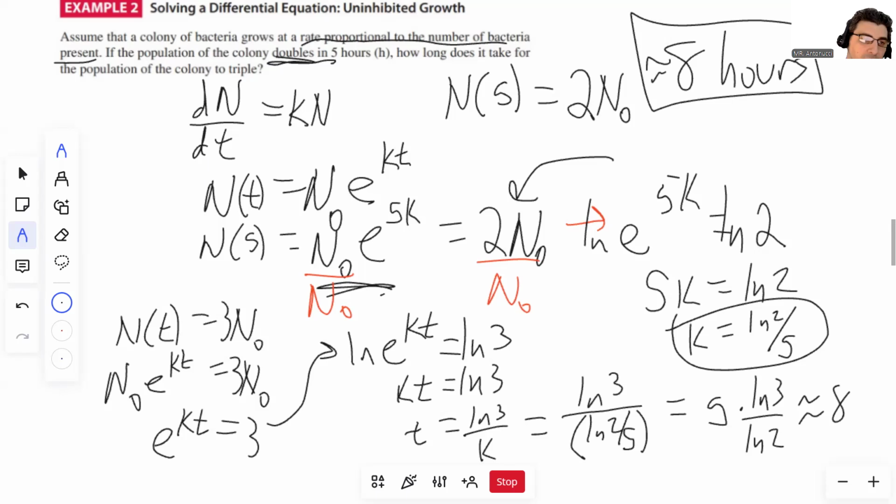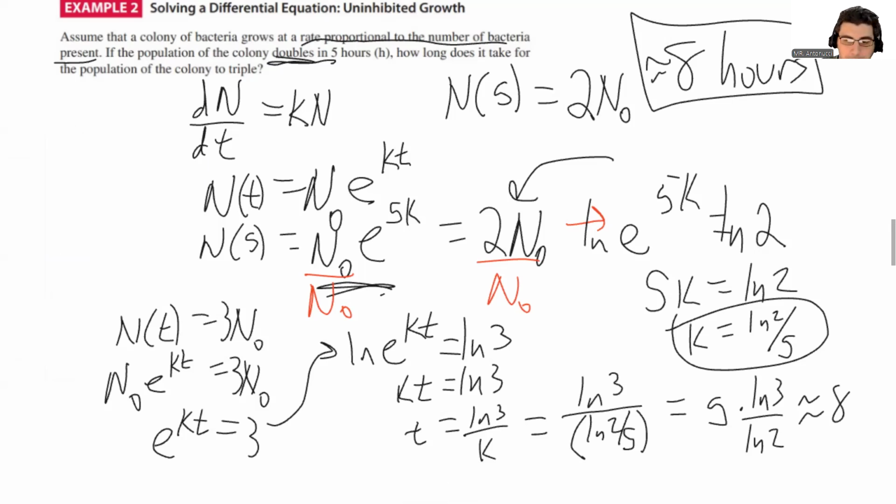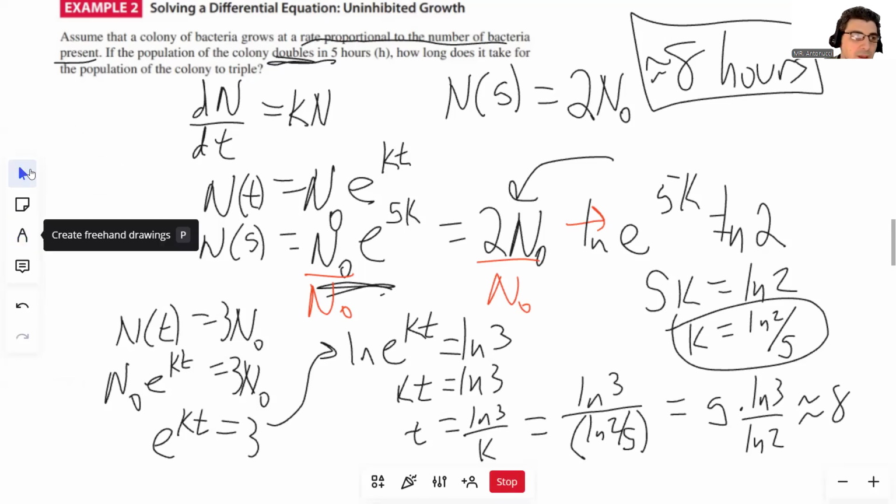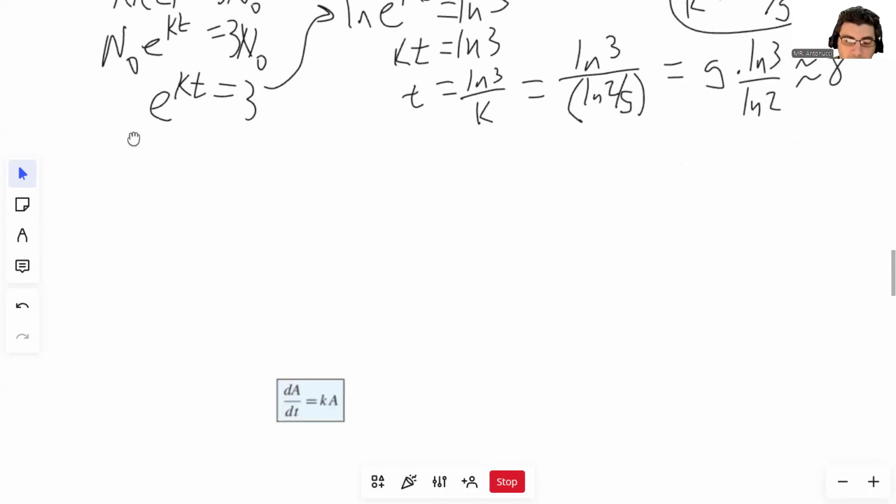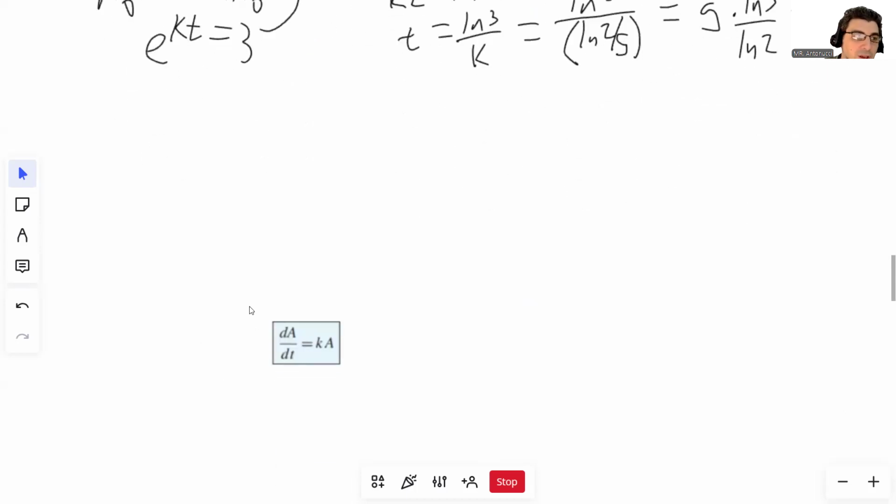Okay? So another thing is that we have a situation with radioactive decay. We can use the equation dA/dt equals kA. Another thing that often comes up is what's called the half-life of a radioactive substance. And the half-life is how long it takes for an amount to decay to half the original amount.